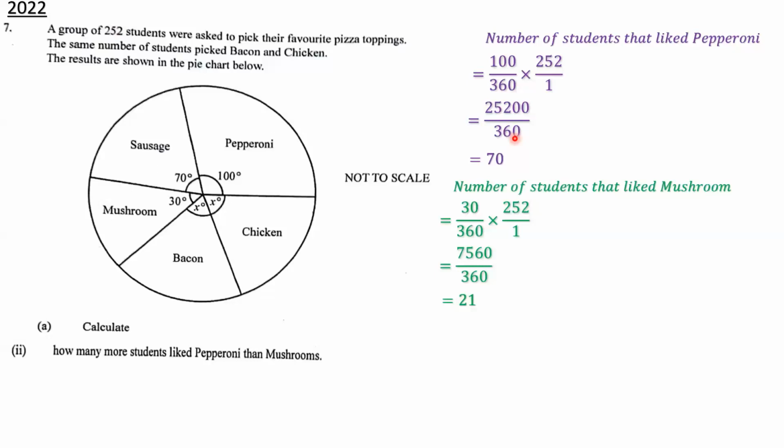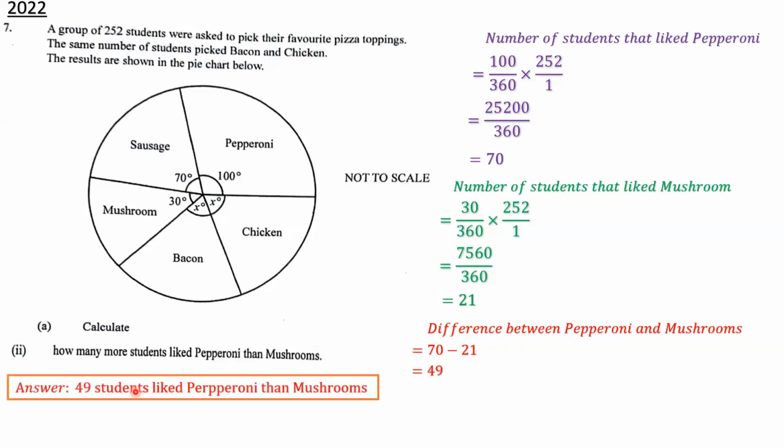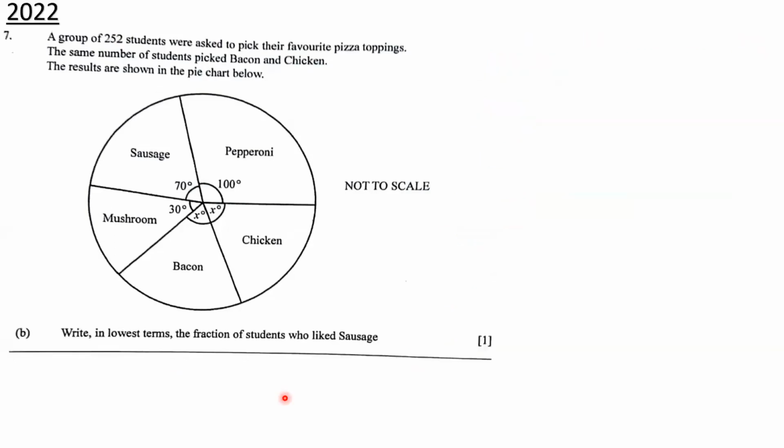So we know that the number of students that like pepperoni is 70, and the number of students that like mushroom is 21. And so if we want to find the difference between pepperoni and mushrooms, what do we have to do? Well, we have to subtract. So 70 minus 21. That's going to be 49. And so the answer here is 49. So 49 more students like pepperoni than mushrooms. Okay, let's move on to the next question.